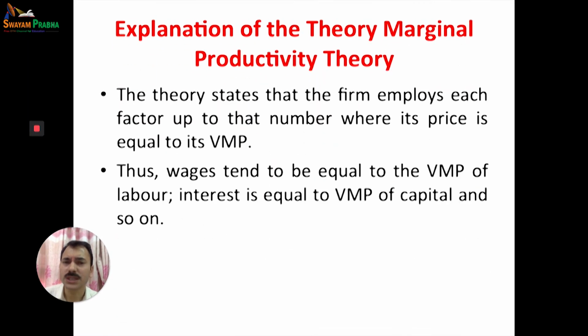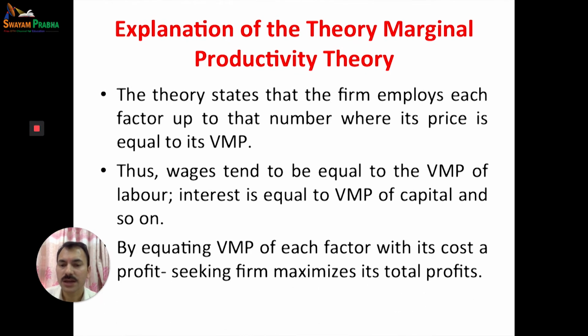The theory basically states that the firm employs each factor up to the point where its price is equal to the value of marginal product. Thus, wages tend to equal the value of marginal product of labor. Interest is equal to the value of marginal product of capital, rent is equal to the value of marginal product of land, and profit is equal to the value of marginal product of the entrepreneur, and so on.